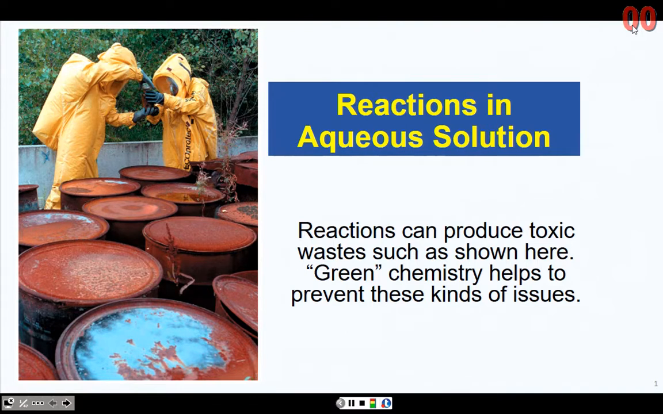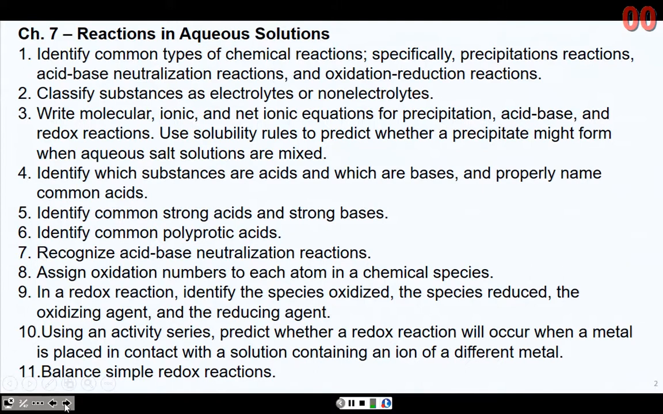All right, for this chapter, we have a set of learning objectives, and let's see which ones we should cover to begin with, if I can get the slide to advance. So, chapter 7 objectives that will be discussed first in this particular recording will be how we describe things as electrolytes or non-electrolytes. We will proceed to topic number 1 after that.